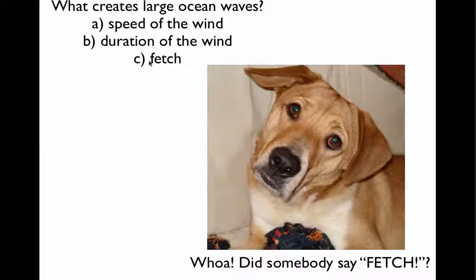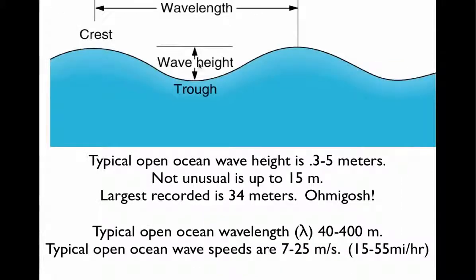So imagine an ocean with a hurricane on it, 2,000 miles across, and the hurricane's out there for a couple of days blowing at 90 miles an hour. You're going to get big waves. On the other hand, if you have a pond, no matter what happens, you're not going to get big waves because there isn't a big fetch or distance.